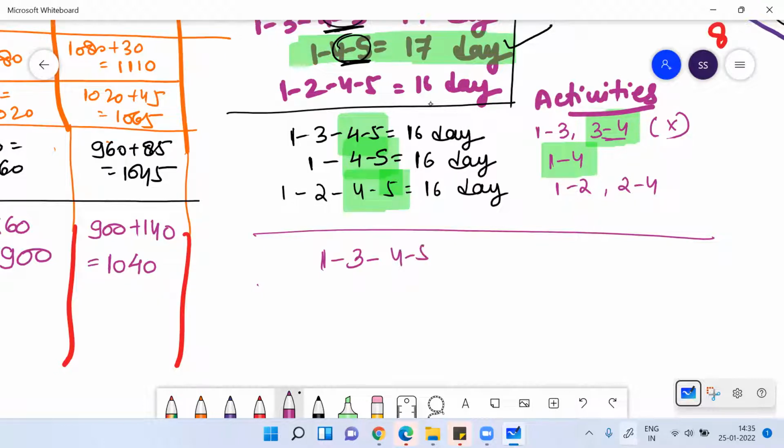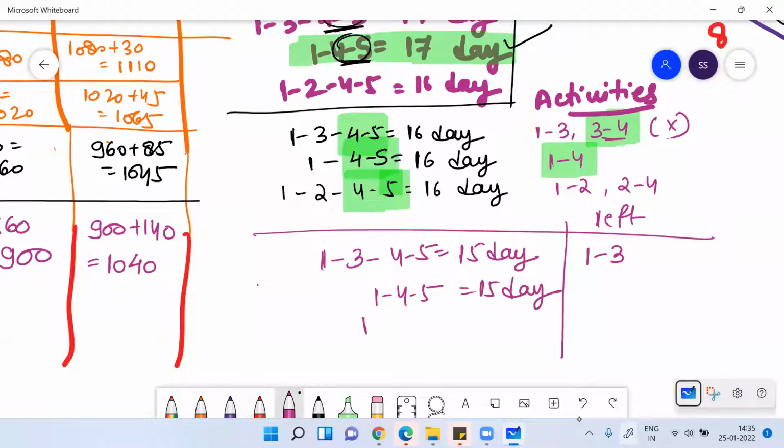So once you made it from 16 days to 15 days, now you have 1, 3, 4, 5. The duration of this is 15 days. Now what are the activities left to crash? Only 1, 2, 3 is left here. 1, 4, 5, how much is left? Let me write 1, 4, 5. This is also 15 days, and 1, 2, 4, 5 is also 15 days.